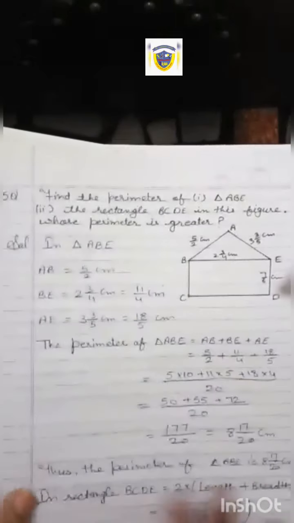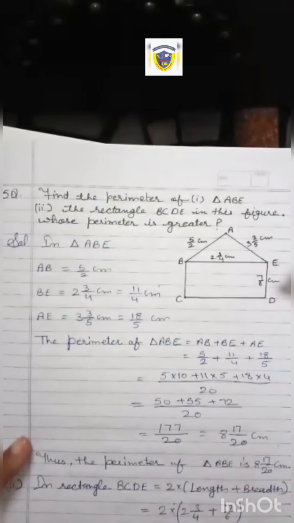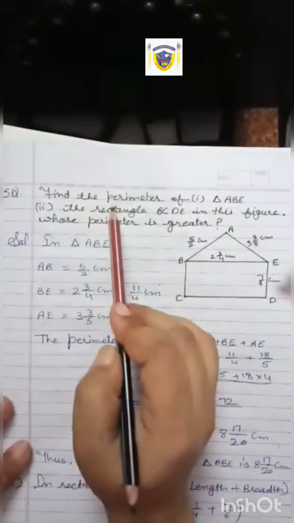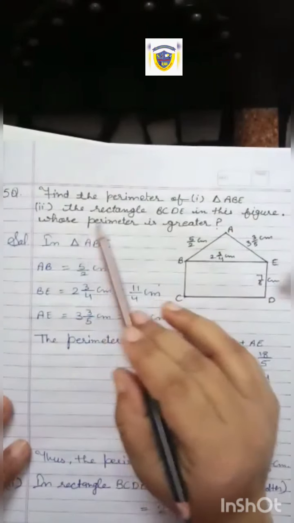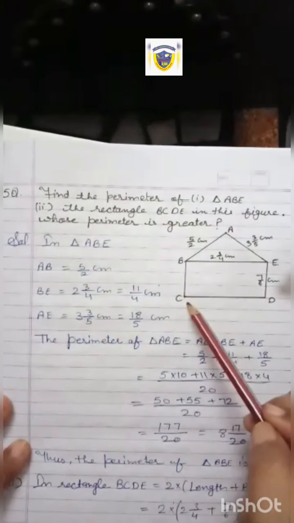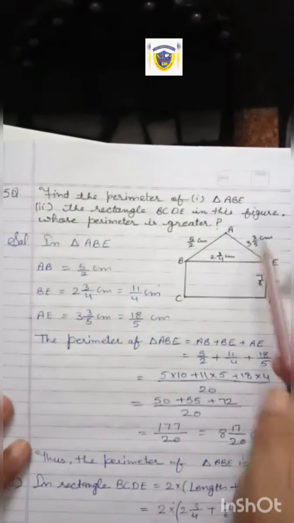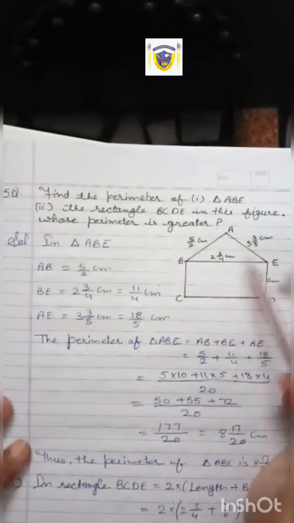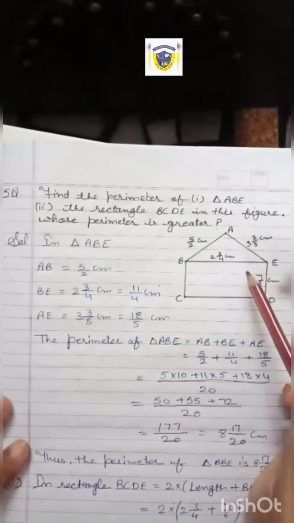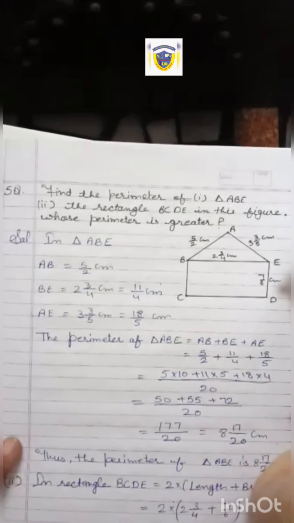Now come on another question, that is find the perimeter of triangle ABE and the rectangle BCDE in the figure. I have this figure. First of all, I will find the perimeter of this triangle and then perimeter of this rectangle.